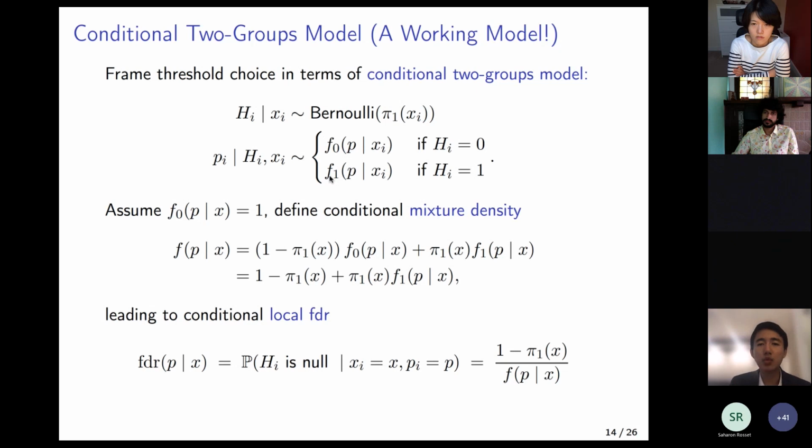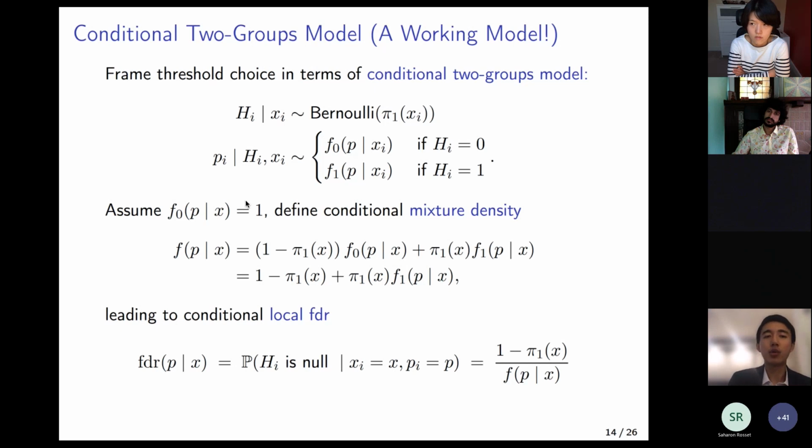Like in other works that involve two-group models, you usually see that they allow this Bernoulli parameter to depend on x, but usually they assume a common f null and f1. But here, we also want to assume a dependence on x. But once again, I want to emphasize that we don't need this model to be correct. It's just a working model.